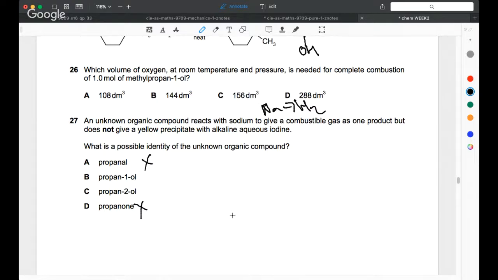Right. The second test is alkaline aqueous iodine. So which kind of alcohol gives a precipitate with it? A secondary alcohol with a CH3 methyl group would give a precipitate, so it would have to have this. So C would give a precipitate, but it does not. So it's left with B.